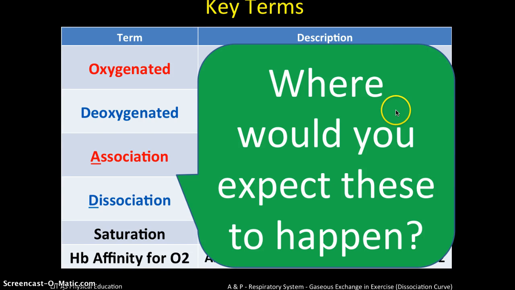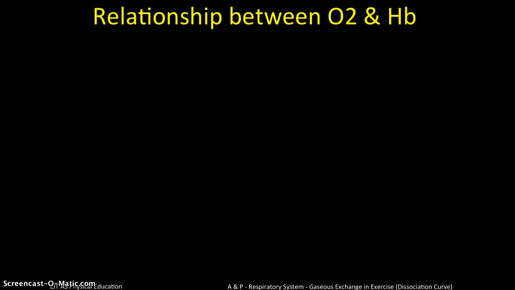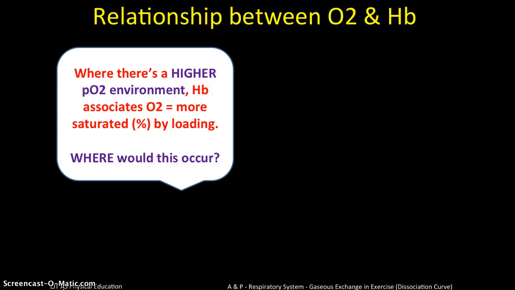I've kind of answered this already. Where would you expect these two things to happen? You'd expect association to happen at the lungs. The hemoglobin attaches some oxygen, and dissociation occurs at the muscles. It drops off the oxygen. So the relationship between oxygen and hemoglobin is absolutely critical in being able to explain dissociation and association in exercise and the dissociation curve. Essentially, these are the key components.